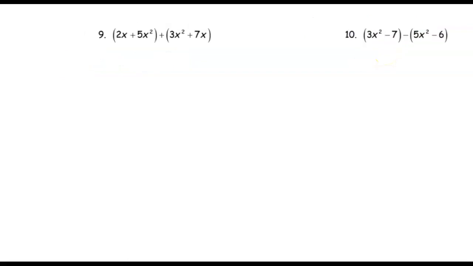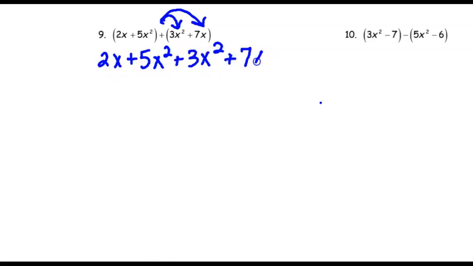Okay, again, pause the video on the next 2 problems. Oh, actually, let's do these 2 together. What's different about number 9 and 10? Notice we have parentheses. Now, the first step in combining your like terms is to get rid of your parentheses. It's pretty easy to do when you're adding 2 binomials because it's like you're distributing a positive 1 first. So I'm going to rewrite this whole problem in number 9 as 2x plus 5x squared plus 3x squared plus 7x. So never try to combine your like terms when you have parentheses.